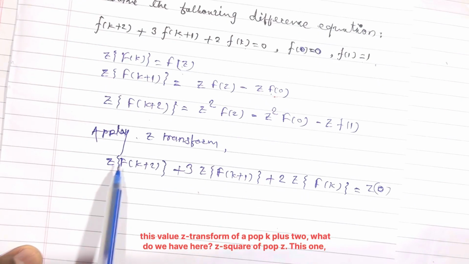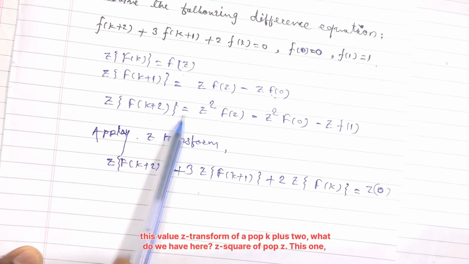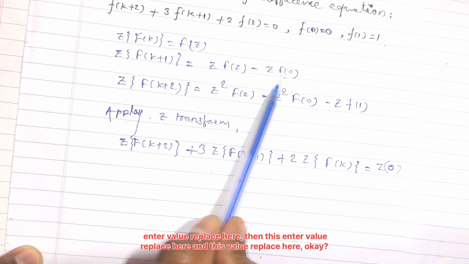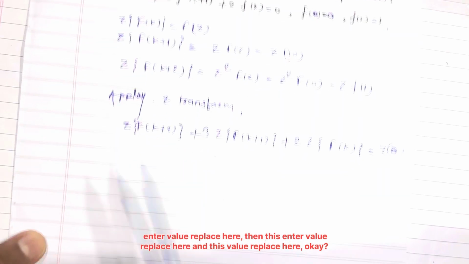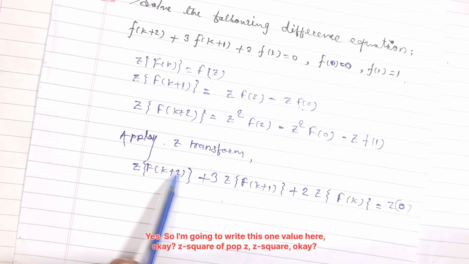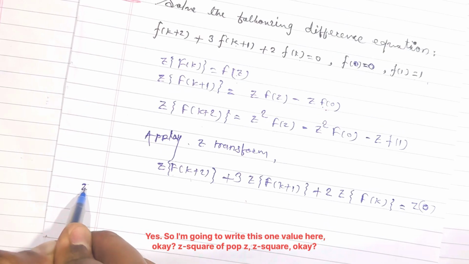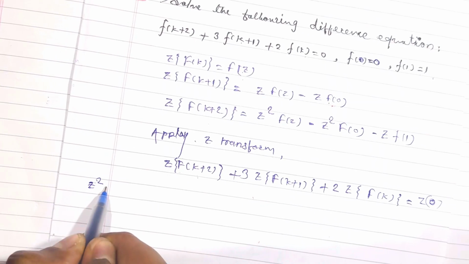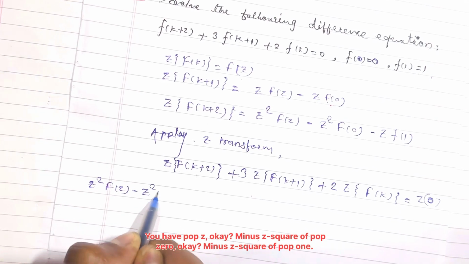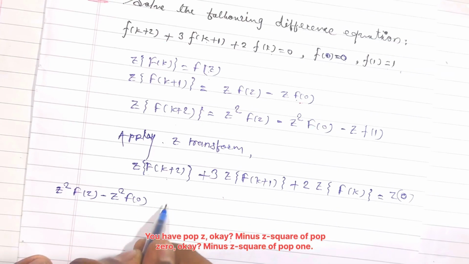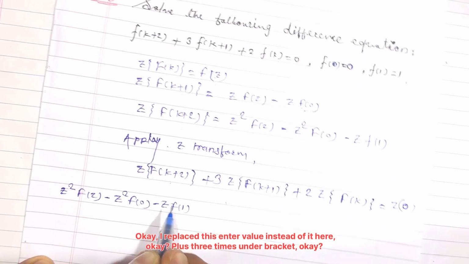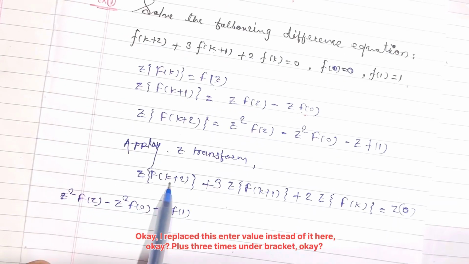Okay, so replace the value of Z transform of f of k plus 2. What we have here is Z square f of Z, this entire value replaced here, then this entire value replaced here, and this value replaced here. So I'm going to write: Z square f of Z minus Z square f of 0 minus Z f of 1. I replaced this entire value here.